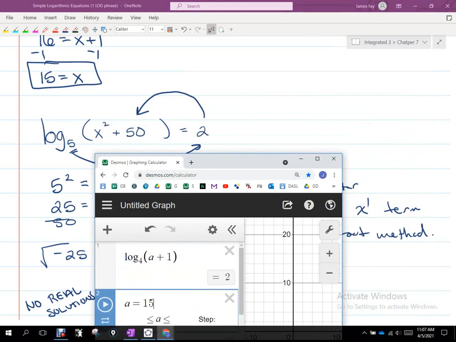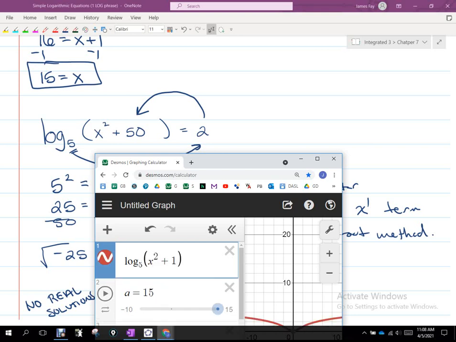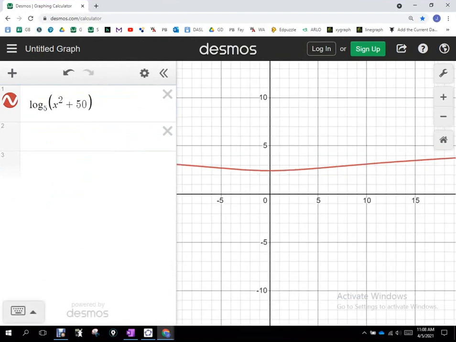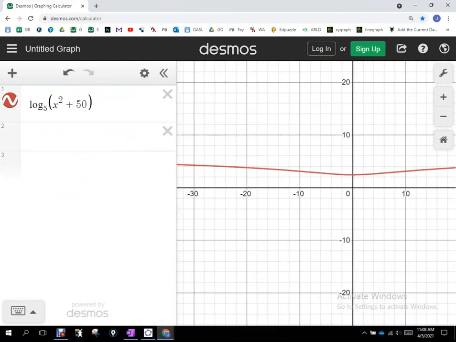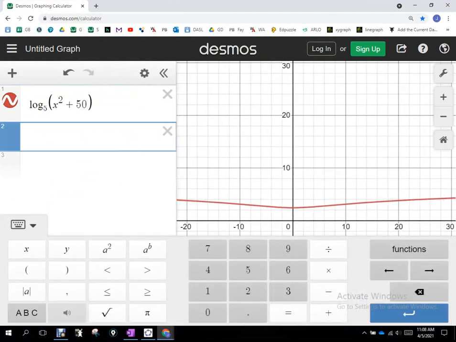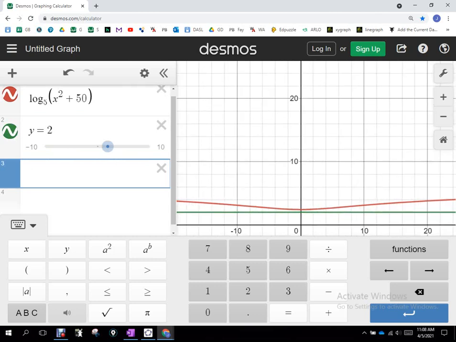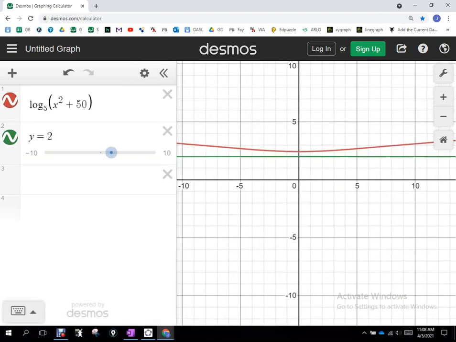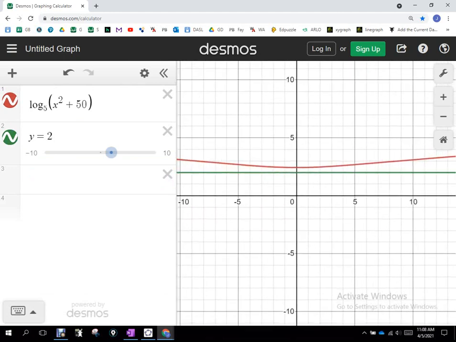If I look at log base 5 of x squared plus 50, that's that weird looking curve. And if I say, does that equal 2, which is that line right there, the solution is where the green and the red cross paths. It's the x value of where they cross paths.